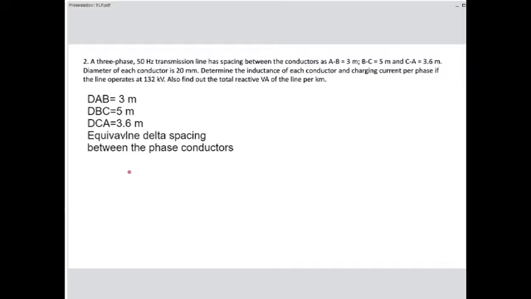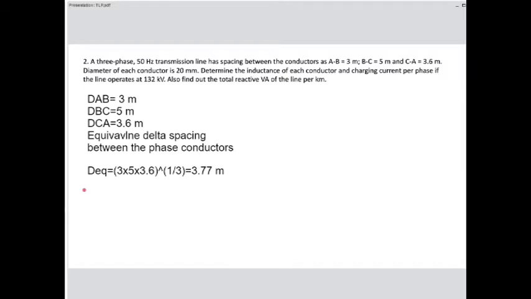Now when we have the equivalent spacing between the phase conductors, the last part is gone. Okay, let me write it down once again then. It doesn't allow you to write all the things. The equivalent is equal to 3 times 5 times 3.6 to the power 1 over 3, the cube root, which is 3.77 meter.